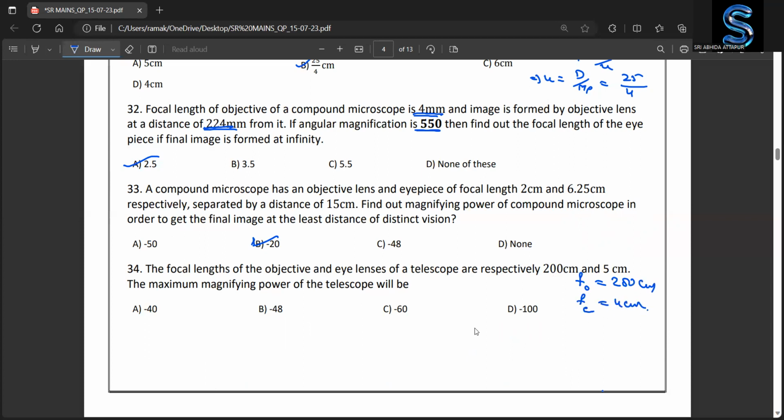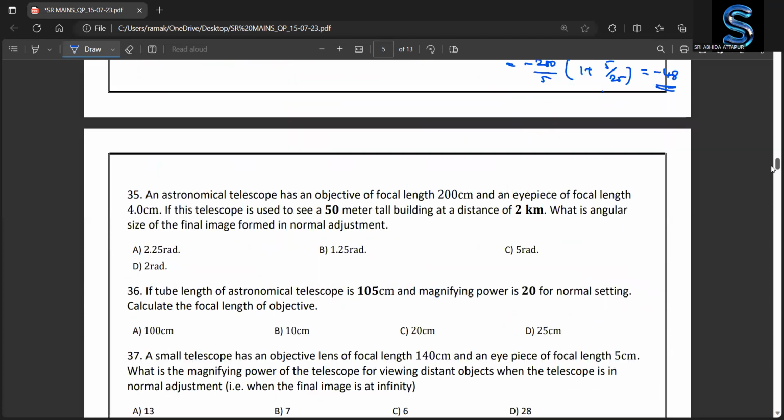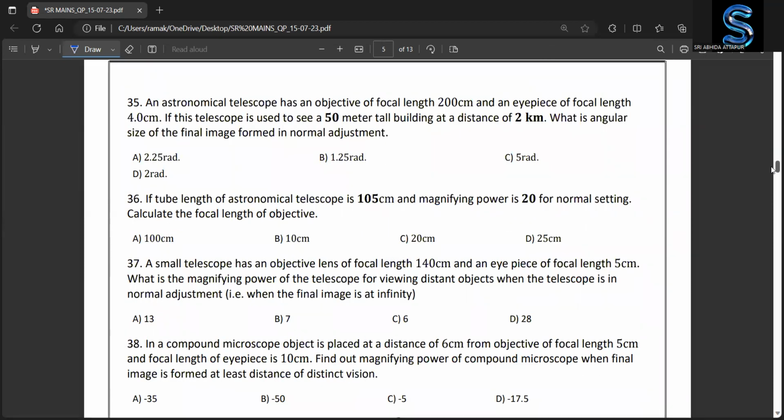Then here the maximum magnifying power is given as m max equals minus f naught by f e into 1 plus f e by D. So here it can be represented as minus 200 by 5 into 1 plus 5 by 25. On simplifying, we get minus 48. So the option is... Observe the next question.